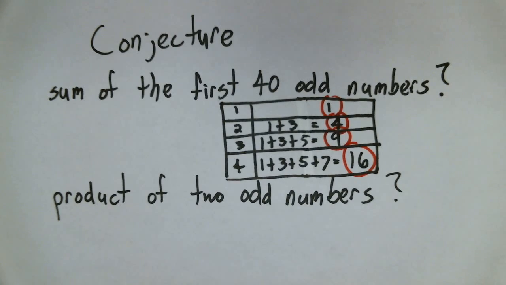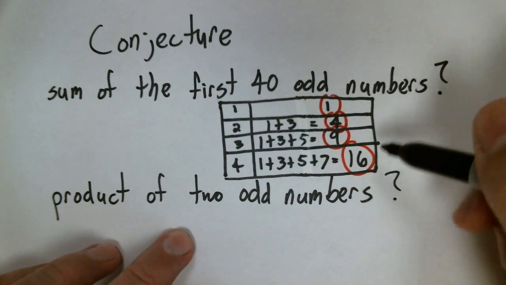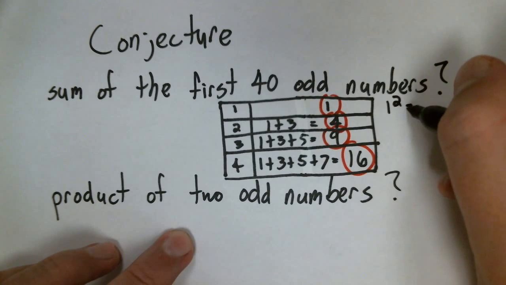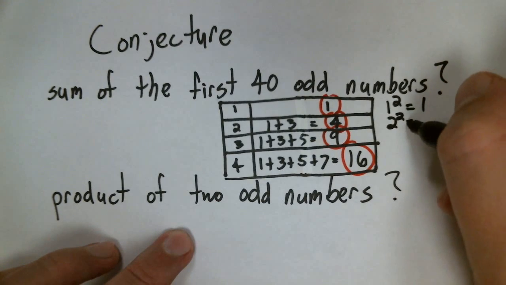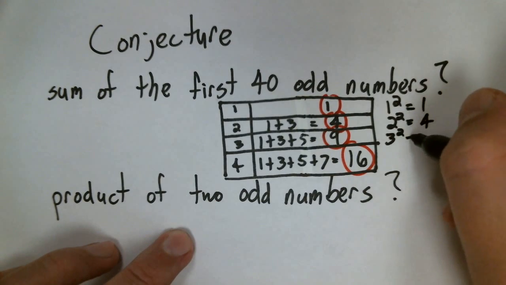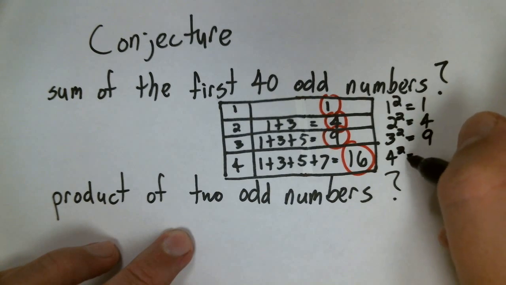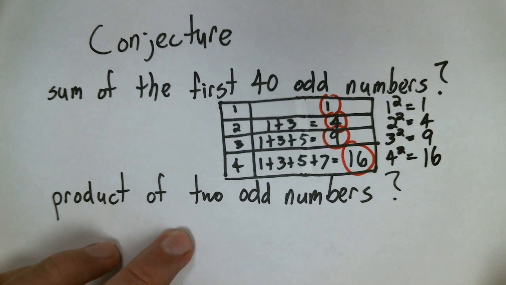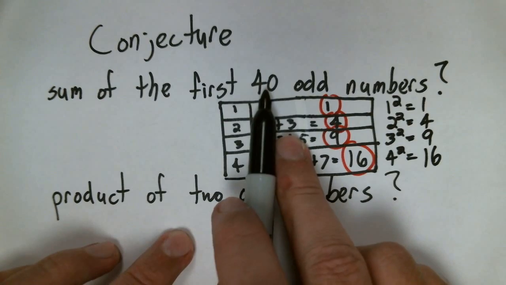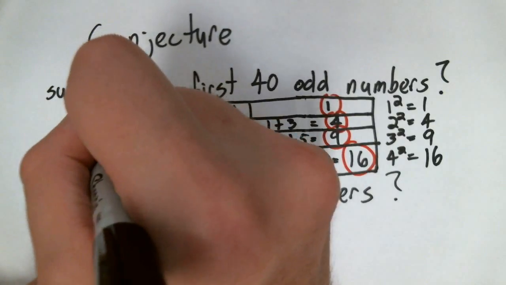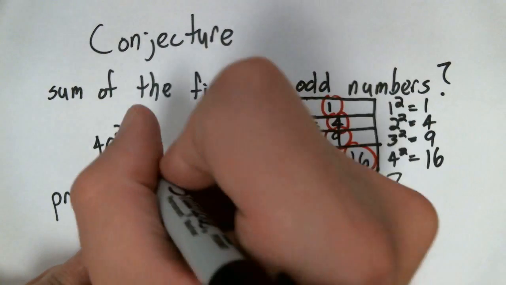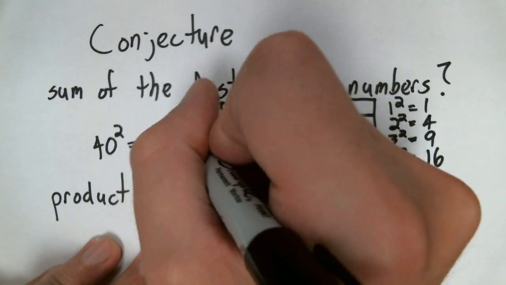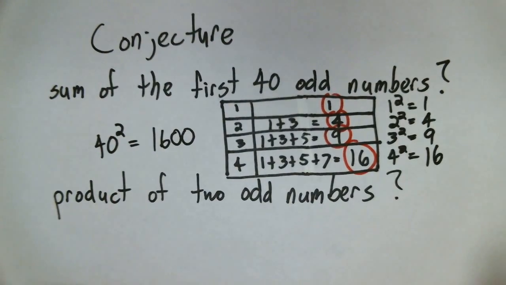Okay, so hopefully you guys saw, oh, wait a minute. These are the perfect squares. 1 squared is 1, 2 squared is 4, 3 squared is 9, and 4 squared is 16. So all I have to do, if I want the sum of the first 40 odd numbers, is I just need to square 40. 40 times 40, 1600. 4 times 4 is 16. I have 2 zeros, 1600.